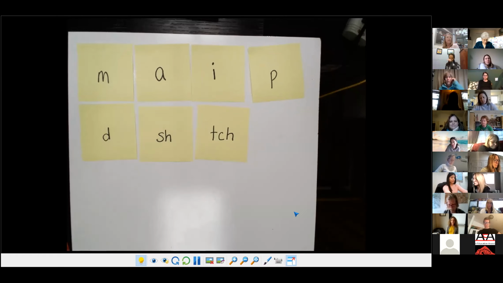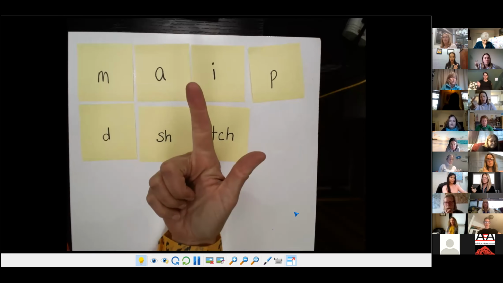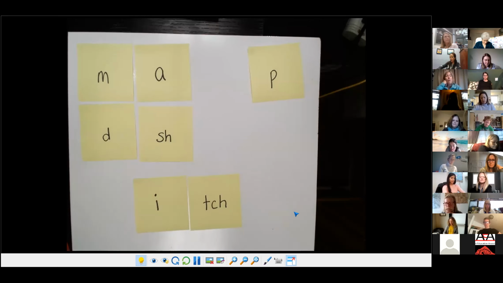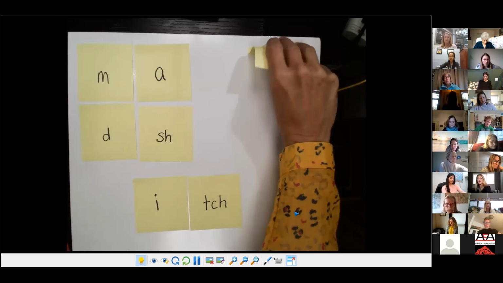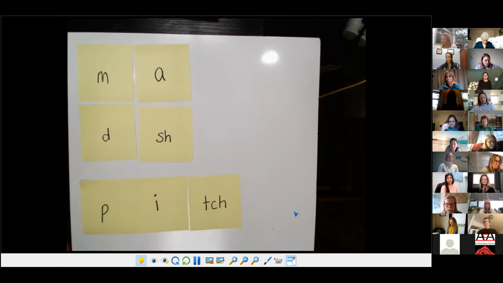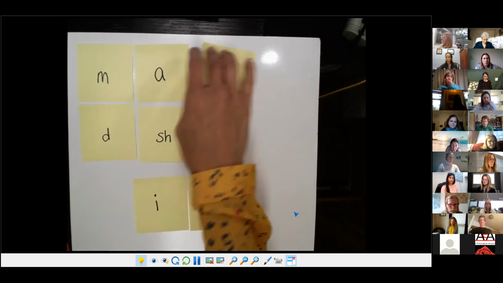Let's make the word itch. Can you echo itch? Itch. Let's tap that out. Itch. Let's build it. Itch. We're going to change itch to pitch. So I've added a P, the P sound, in the initial part of the word. We're going to change P to D.